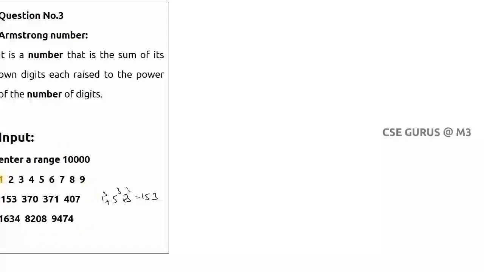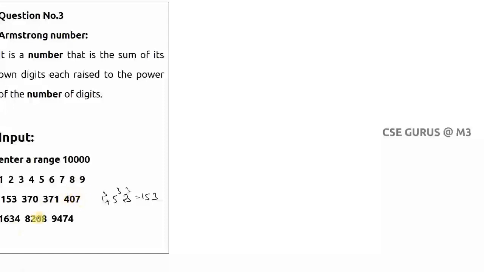Let us suppose I take only one digit: 1 power 1 equals 1, 2 power 1 equals 2, 3 power 1 equals 3. You can see this one, 370: 3 cube plus 7 cube plus 0 cube. Why did I use cube? Because there are 3 digits. Here also 3 digits, and if you go for 4 cube plus 0 cube plus 7 cube, you will get 407.